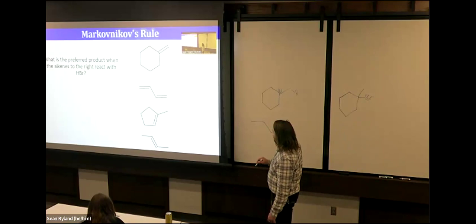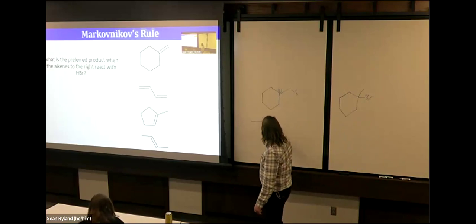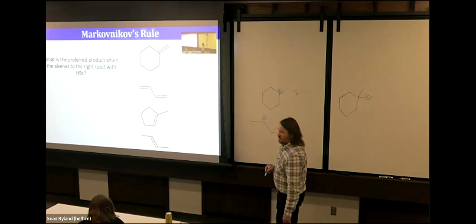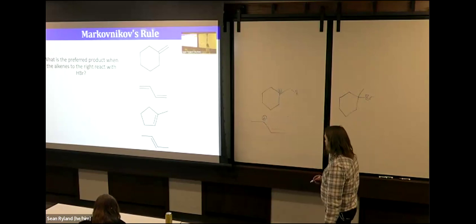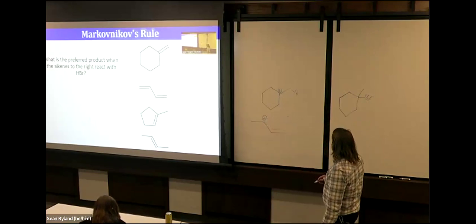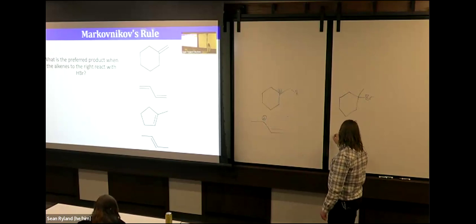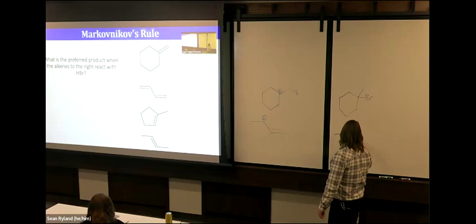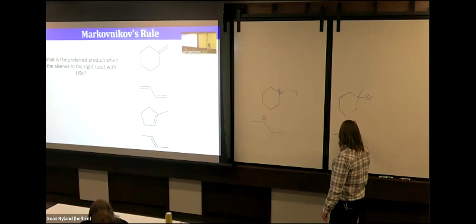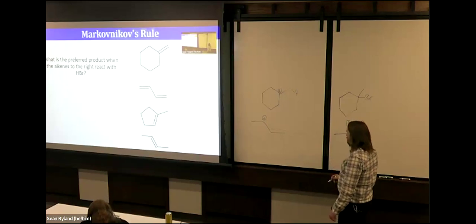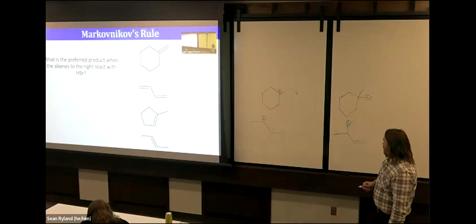For the second molecule, our new carbon-hydrogen bond is going to go on the primary carbon again. That puts a positive charge on the secondary carbon, which means our major product is going to be putting the bromine on that secondary carbon.